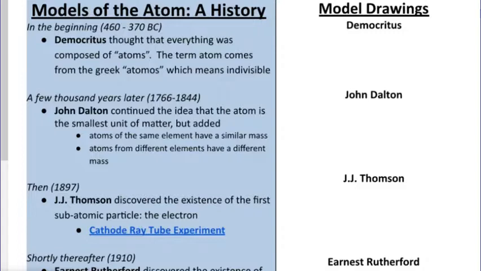Okay, so we're going to start all the way at the beginning, as all good stories do. In the years 460 to 370 BC, there was a Greek scientist. His name was Democritus, and he had this theory that everything that is made up of matter is composed of atoms. His idea was that if you take a sample of matter and cut it down into smaller and smaller pieces, eventually you're going to get to the smallest indivisible piece. Those tiny pieces he called atoms because the Greek word for indivisible is atomos.